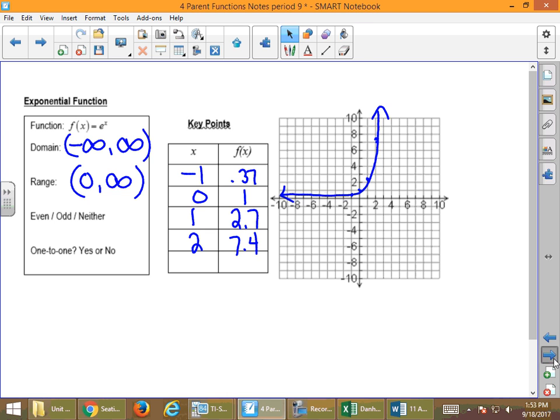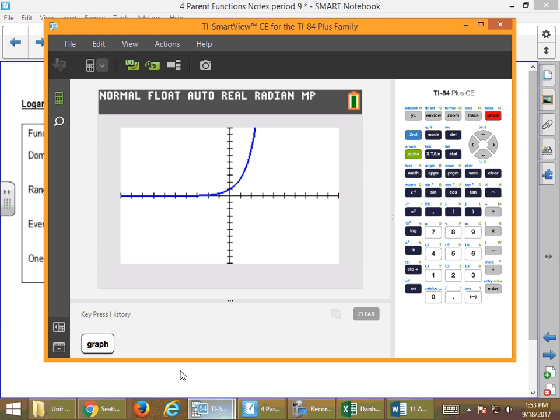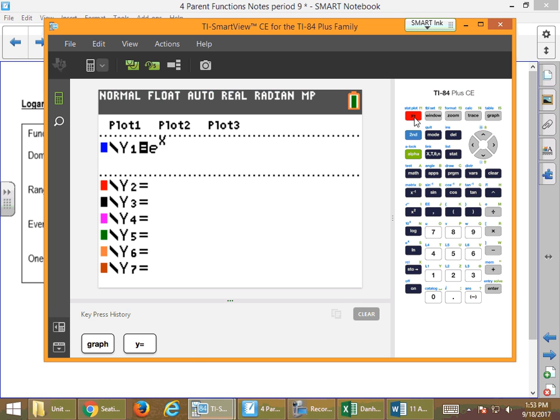Our next graph is going to be the logarithmic function. There should be a button to the left on your calculator, again for the logarithmic function. And if we pull this up, here, deleting the previous graph. Again, the fourth button from the left up is the log, and then log of x.